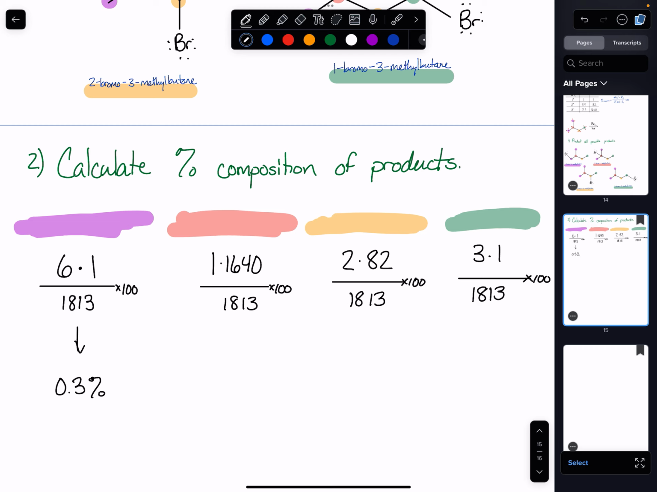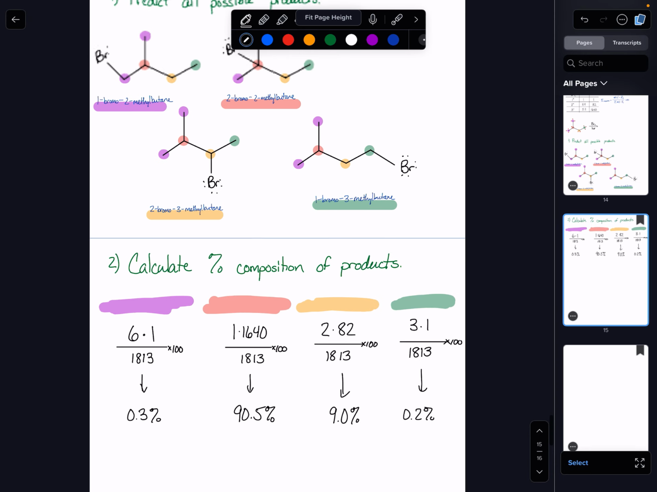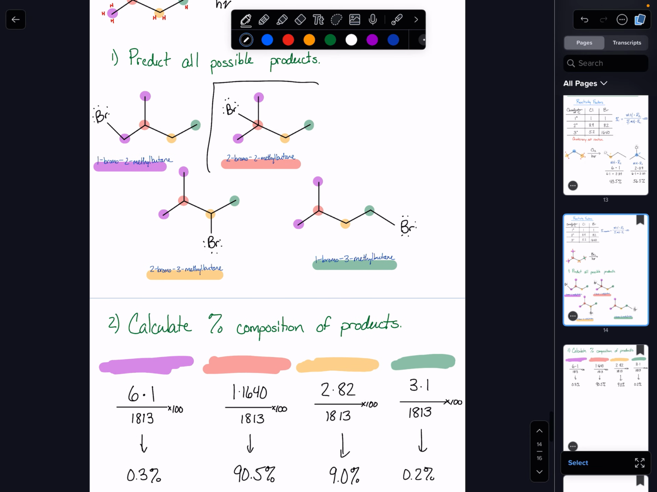This gives me 0.3%. I think we can see without doing the math what our major product is, but let's just go for it. This would be 90.5%. This one is 9.0%. And then finally the 3, my very distant fourth, 0.2% for this one. Okay, so my major product in this case will be that 2-bromo.